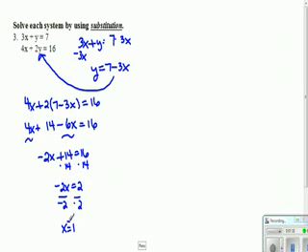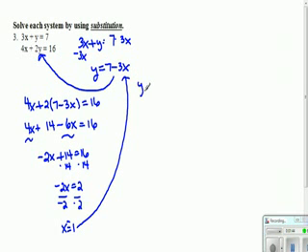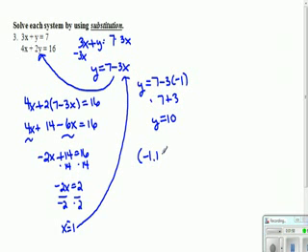Now I have to take that negative 1 and plug it back into one of my two original equations. So I'm actually going to plug it in to where I had y by itself. So I know y is equal to 7 minus 3 times negative 1. So that's equal to 7 plus 3. So I know y equals 10. So then I know my answer is negative 1 comma 10.